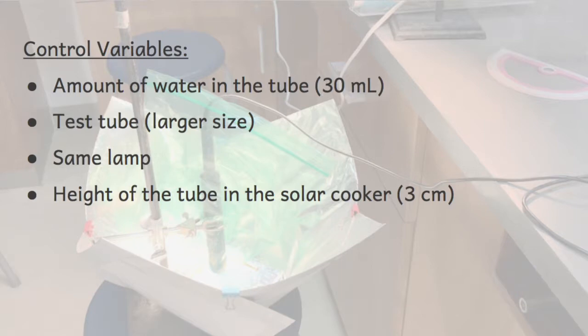Now let's look at our control variables. The first control variable is the amount of water in the tube, which is fixed at 30 milliliters. We must have the same amount of water in the tube for all the trials because smaller amounts of water have faster heating rates. Therefore, if the amount of water is changed, the heating rate, which ultimately affects the maximum possible temperature, will be different.